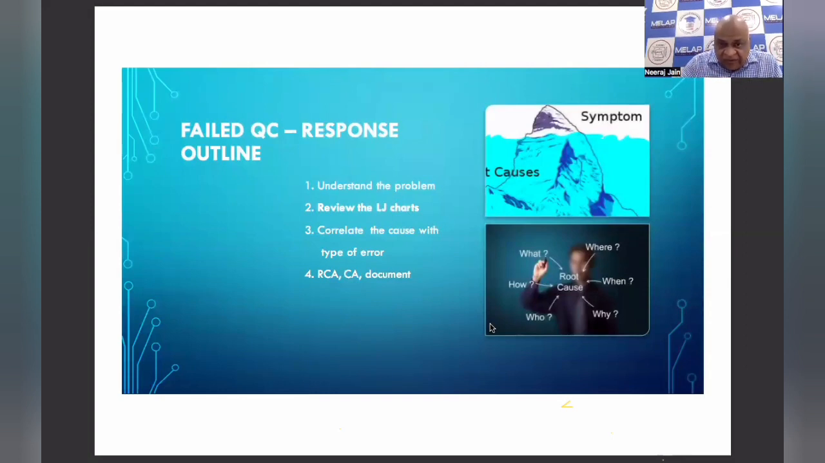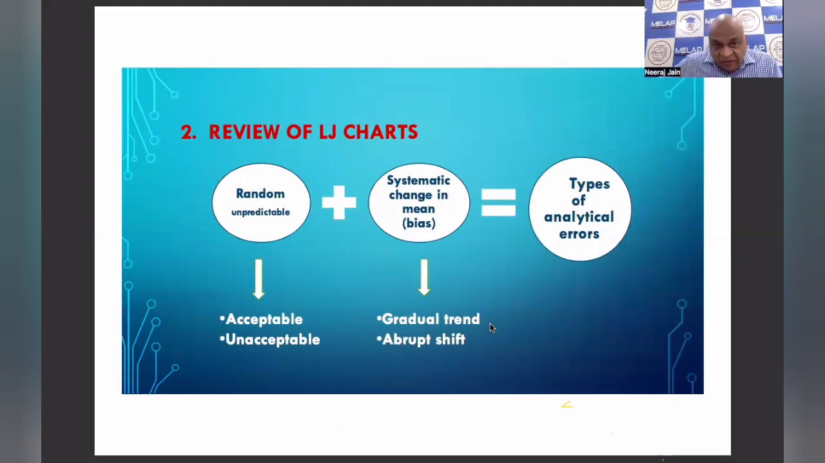So now what is required? You review the Levey-Jennings chart. Some unpredictable random error or systemic change in mean. This may be a gradual trend, this may be an abrupt shift. If values are moving in one direction, or with a change in reagents, suddenly results are shifted to the lower or higher side. So you have to see whether it is a gradual trend or abrupt shift. Then you have to take action accordingly.